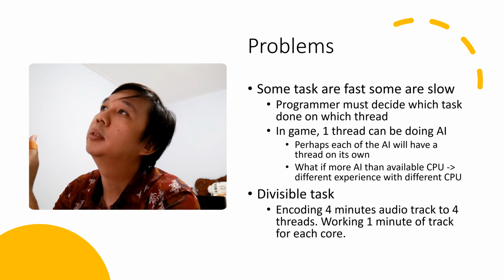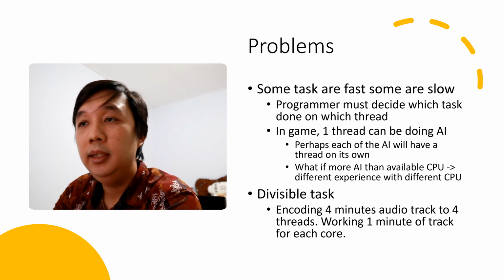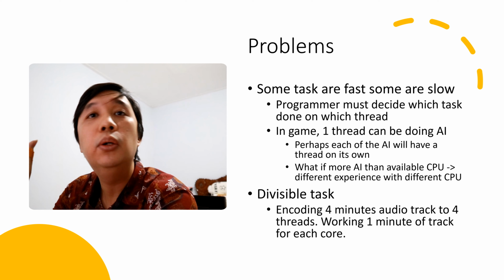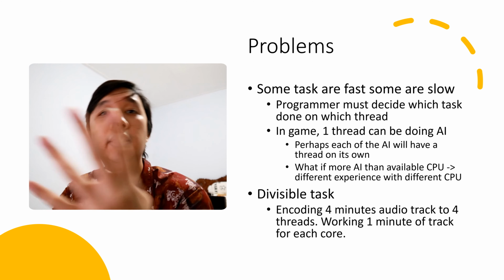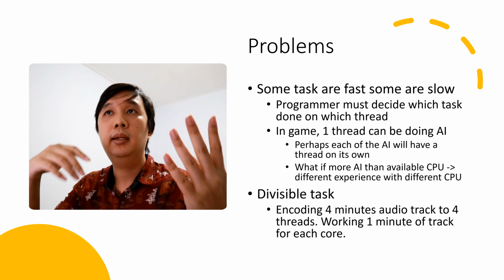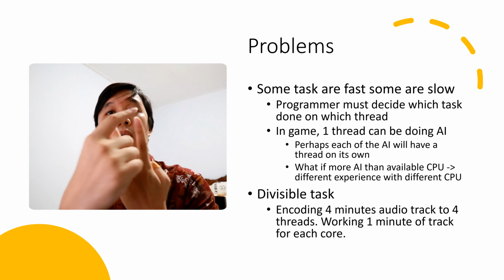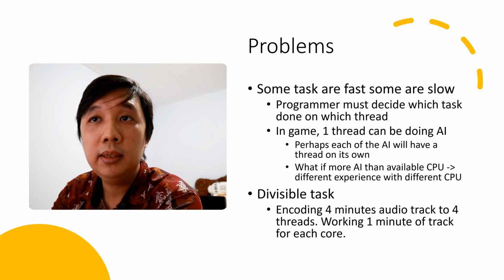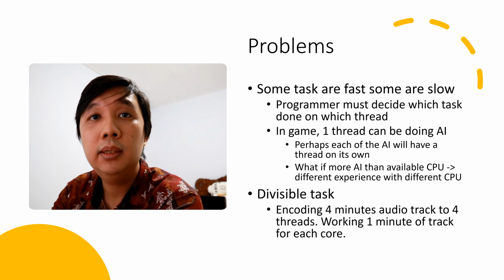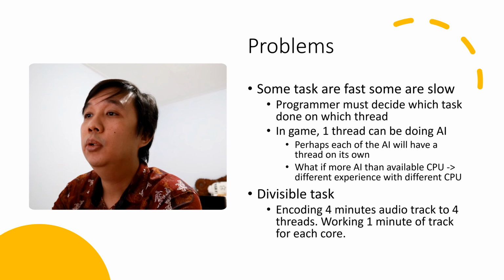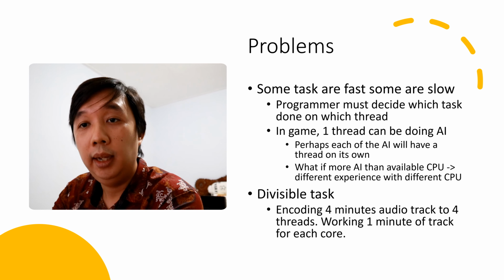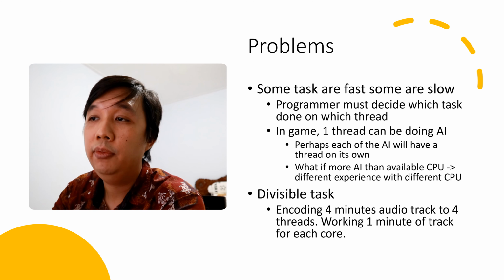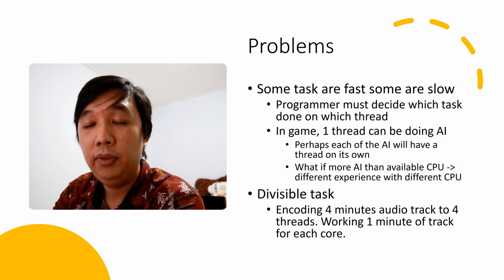However, for certain applications, defining the task is quite easy. For example, if you are encoding video or audio, say you want to encode 4 minutes of audio and you have 4 cores, just divide this audio into 4 parts and dedicate each one to a thread. So in theory, this will speed up the audio encoding process 4 times compared to when you are just doing it in one thread. Therefore, the solution for this problem is not always the same, because you have to think on so many levels.